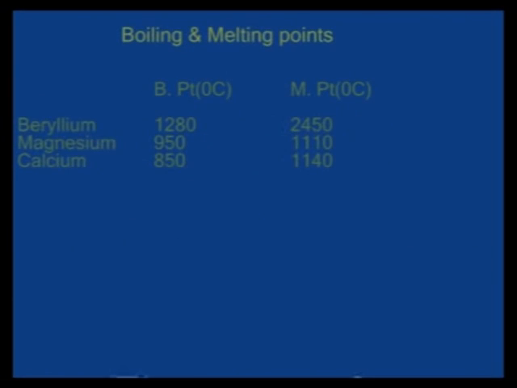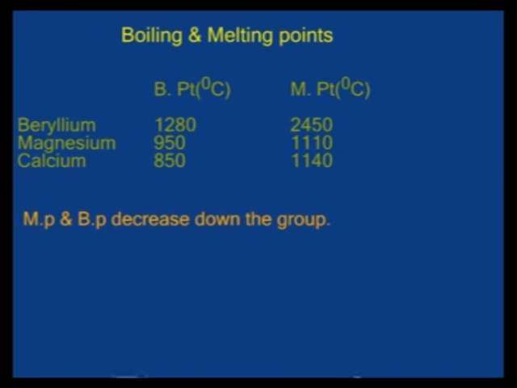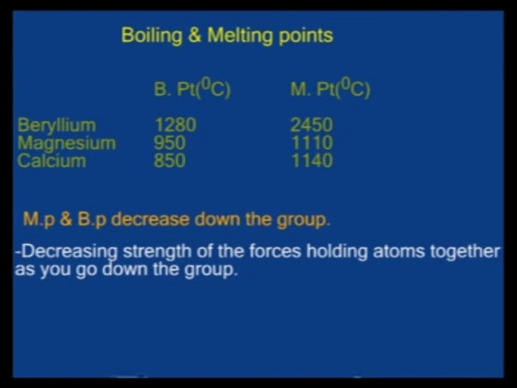So how about the melting and boiling point? Now, the table on the screen shows the boiling point and the melting point of alkaline earth metals. Again, the trend looks familiar. Looking at that table, the melting and boiling points decrease down the group. Why? Because the gradual increase in atomic radii means the forces of attraction between the atoms weaken as you go down the group.